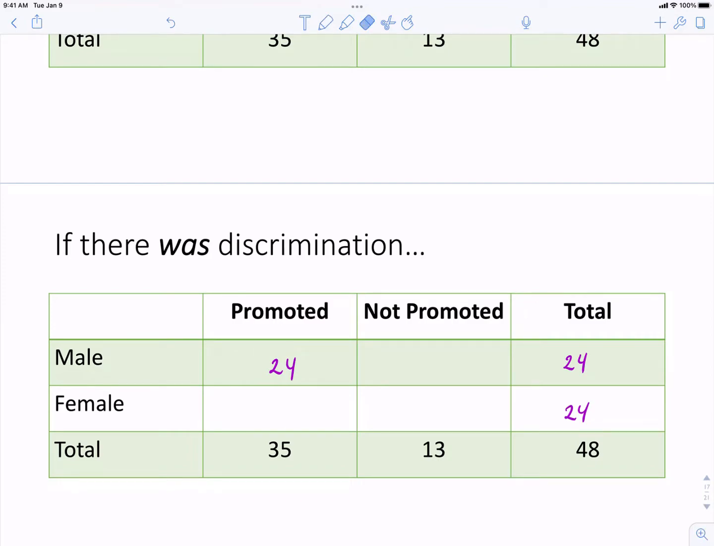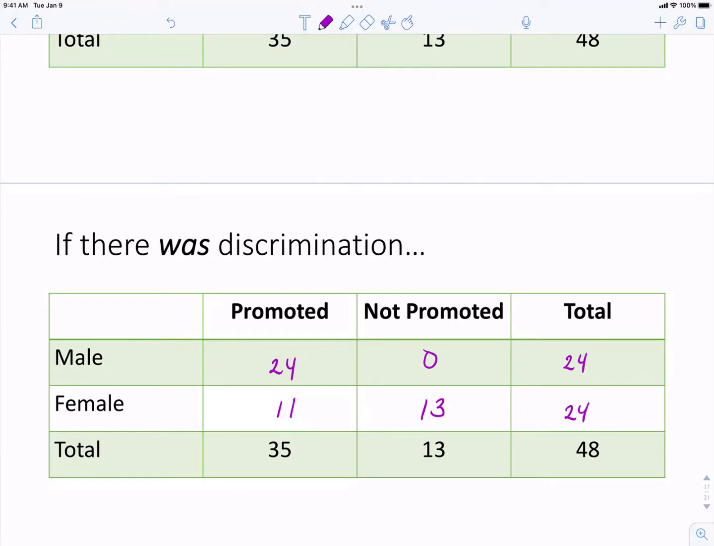So all of the males get promoted and none of them are not promoted. That would mean that there would be room for 11 females to be promoted, and that would mean that 13 were not promoted. So this would be an example of clear discrimination when all the people not promoted were female and all of the males would get promoted.